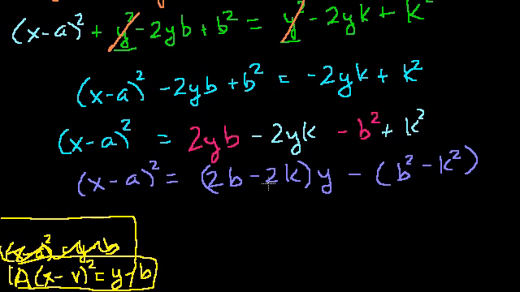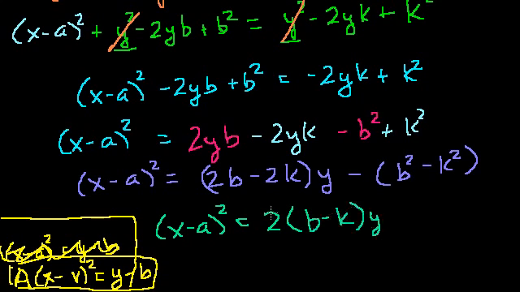Yeah, I can factor out a 2. So then the whole thing becomes x minus a squared is equal to 2 times b minus k times y minus, and now this is the difference of squares, this is b plus k times b minus k. You might want to review factoring polynomials if that doesn't look familiar. But this is b plus k times b minus k.